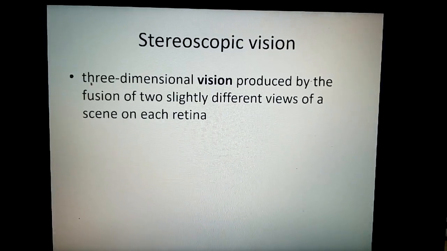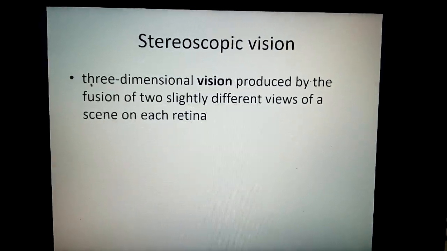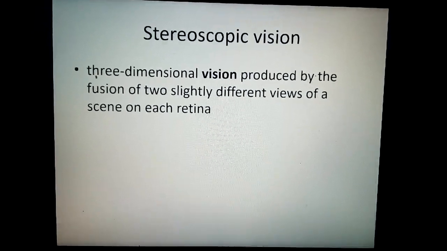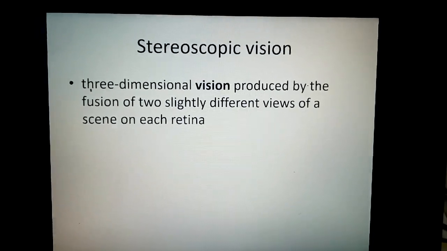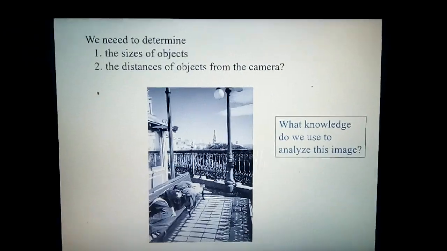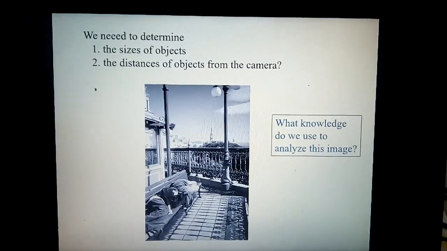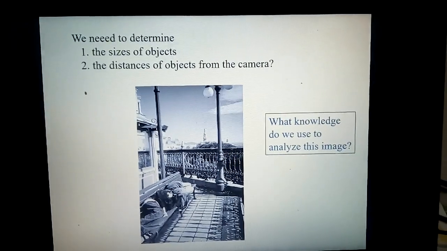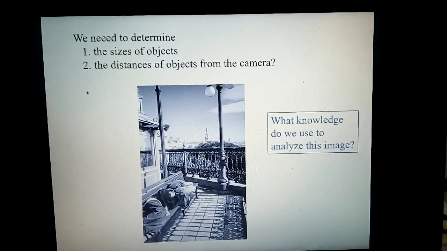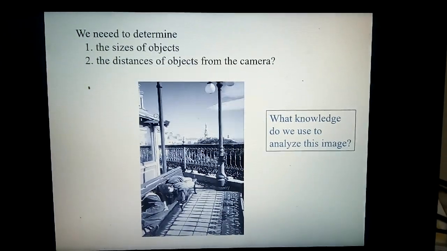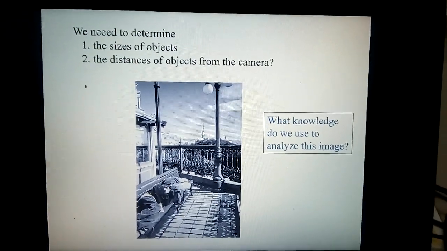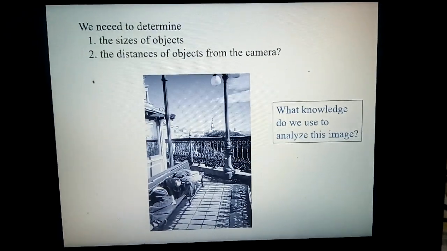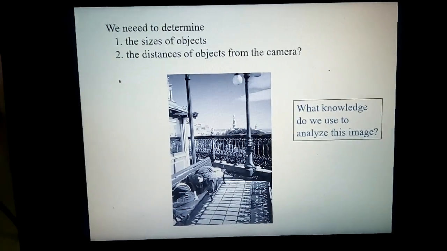How does perceiving depth help? Through sensing depth, we would be able to determine the size of objects and the distance of objects from the camera. As you can see in the next slide, this image has different objects, and these objects have different sizes and are located at different distances from the camera. Our eyes can easily visualize the depth using what I have said before, that is, stereoscopic vision.